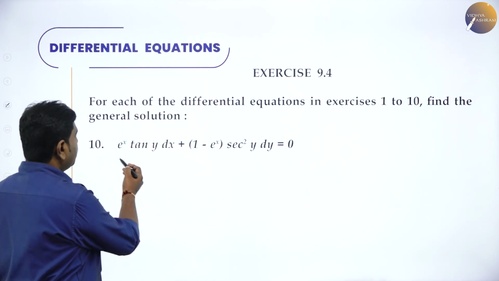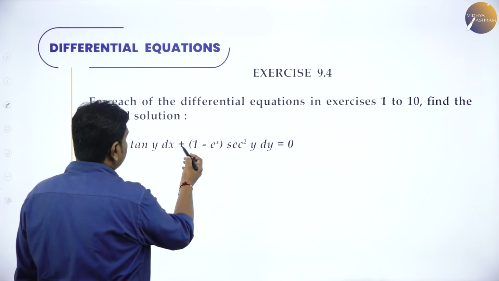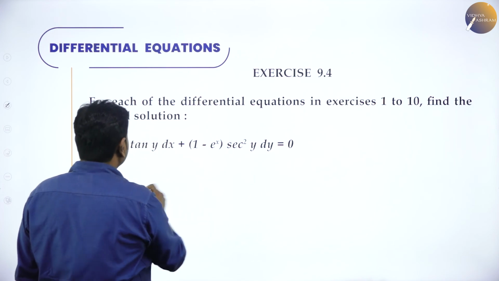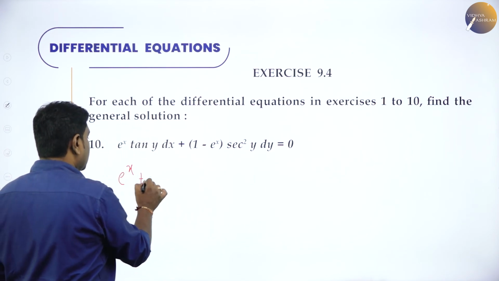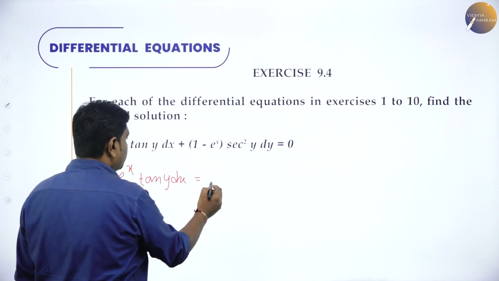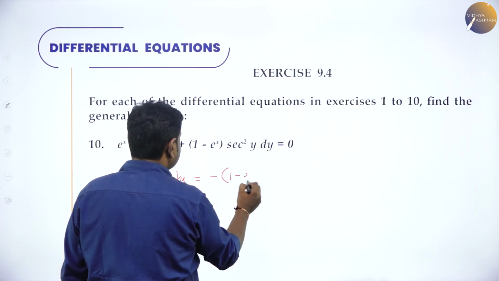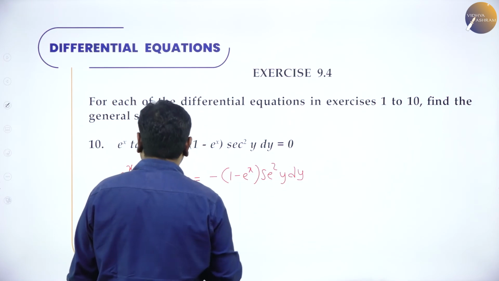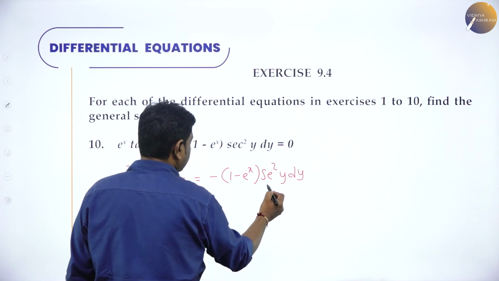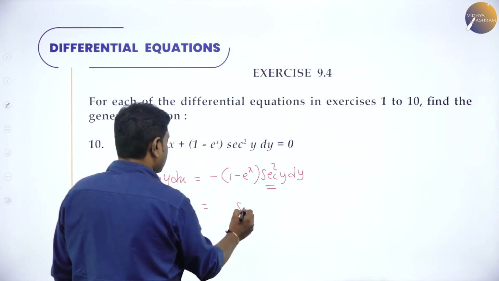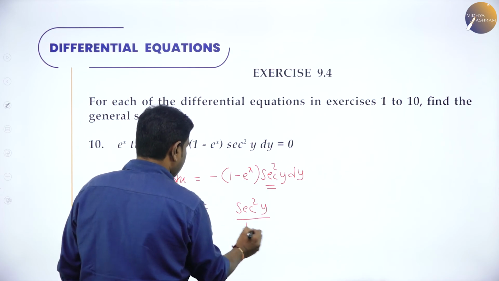Next, last problem: e power x tan y dx plus 1 minus e power x secant square y dy equals 0. So I'll write it as e power x tan y dx, transfer it to RHS, so it will become minus of 1 minus e power x into secant square y dy. Now bring it to LHS, secant square y, this is proper. Tan y, transfer it to RHS, so it will become secant square y by tan y.